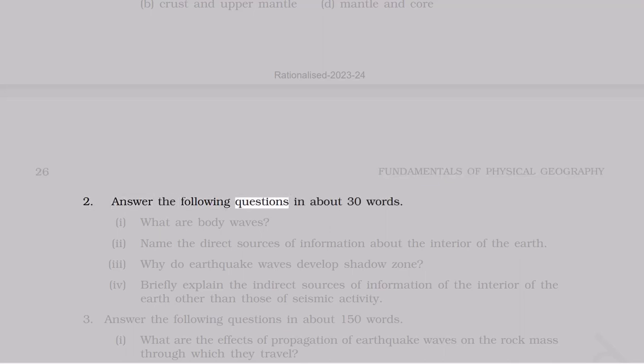2. Answer the following questions in about 30 words. I. What are body waves? 2. Name the direct sources of information about the interior of the Earth. 3. Why do earthquake waves develop shadow zones? 4. Briefly explain the indirect sources of information of the interior of the Earth other than those of seismic activity.